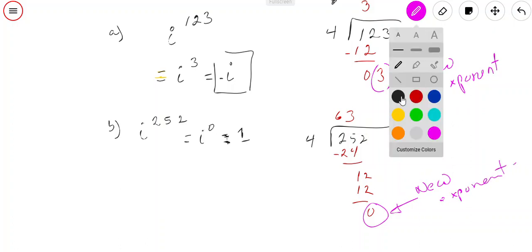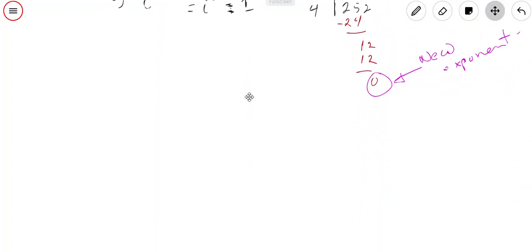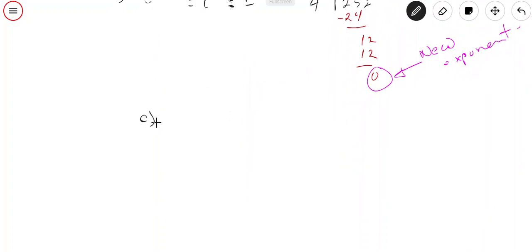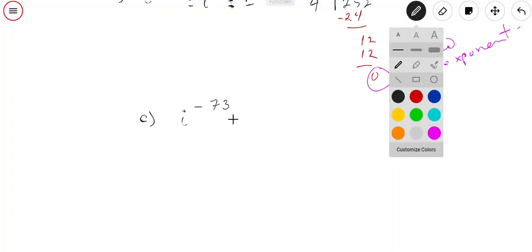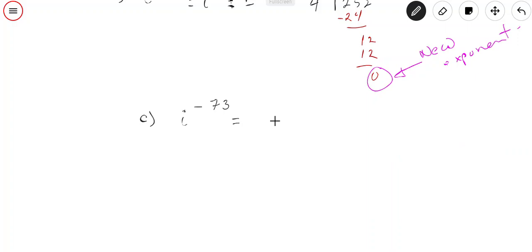Now, what happens if I have a negative exponent? For example, let's say that I have this case, i to the power of negative 73. What do you do? You say, okay, using the negative exponent rule, I know that this is 1 over i to the power of 73. I will remember that I am using this rule, x to the negative n is equal to 1 over x to the n.